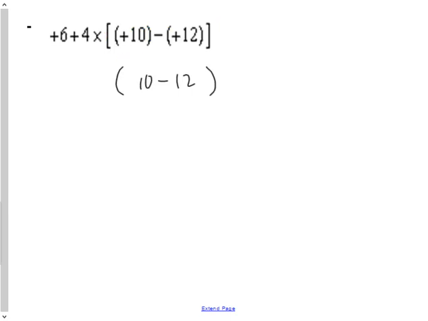So with that acknowledged, the other part says +6. Well, if I just write 6, that's the same thing as +6. Plus 4, I don't need a times symbol if it's next to the brackets, because that does mean 4 multiplied by whatever's in the brackets. So therefore, that is the answer. 6 plus 4 times 10 minus 12.